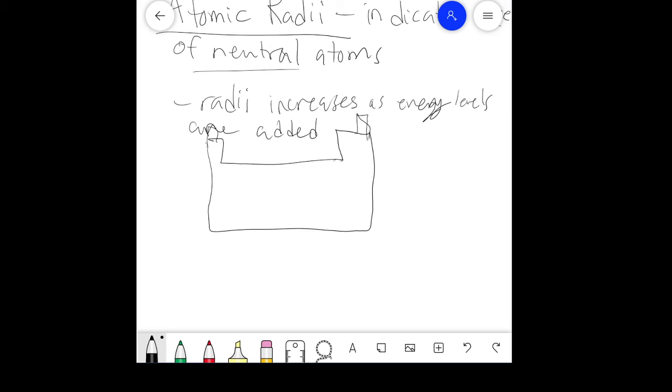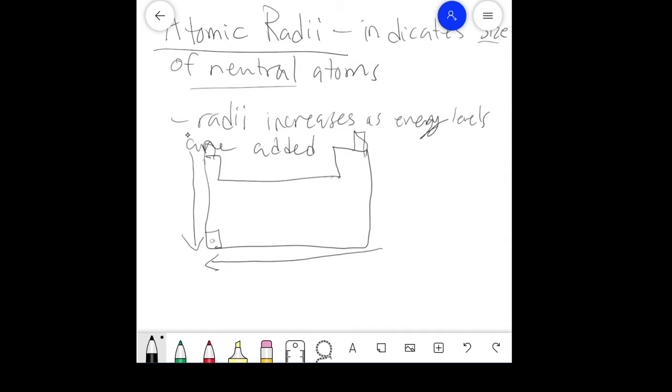How atomic radii are going to go is that they're going to increase down groups and they're going to increase going left. So francium down here in the corner has the largest atomic radii, while helium has the smallest. So that's the way the arrows go, and they're increasing along this arrow.